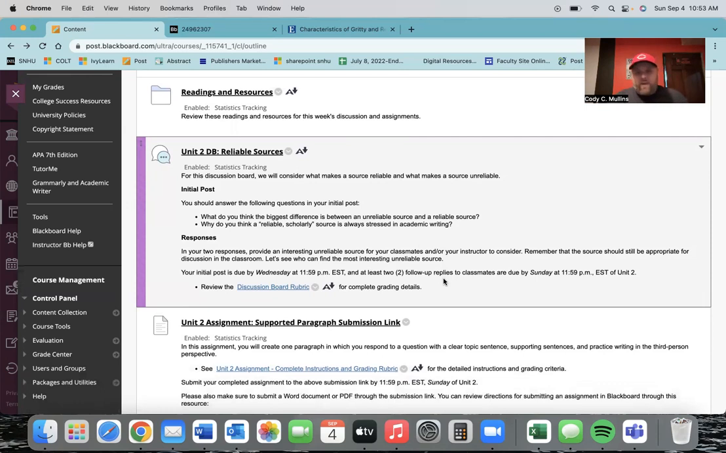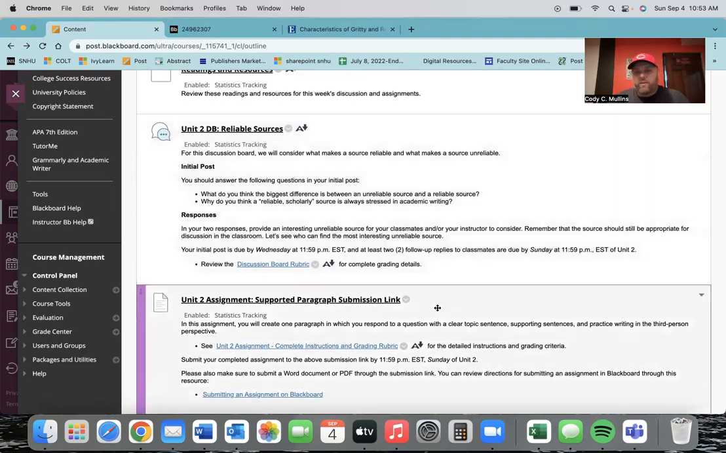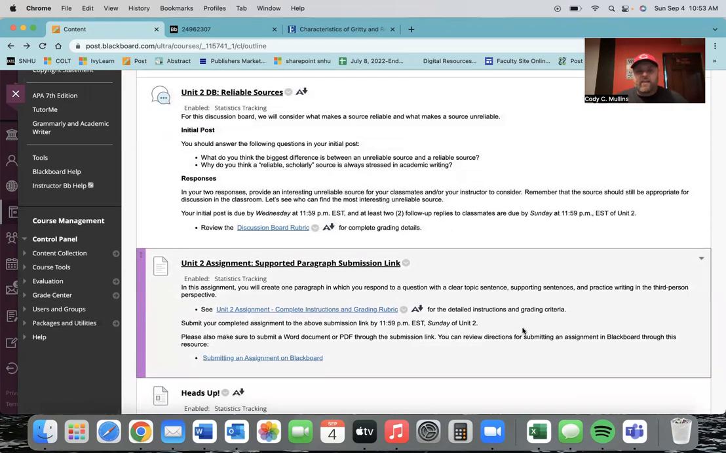All right. So that's the discussion board. Again, that's going to be initial post due Wednesday, 2 classmate replies by Sunday. Now on Wednesday, like always, I'm going to have a more detailed walkthrough of the Unit 2 assignment. I'll also provide a sample of this as I did last week, but I just want to give you some general parameters of what this assignment is asking you to do so that you can get started on that if you would like.